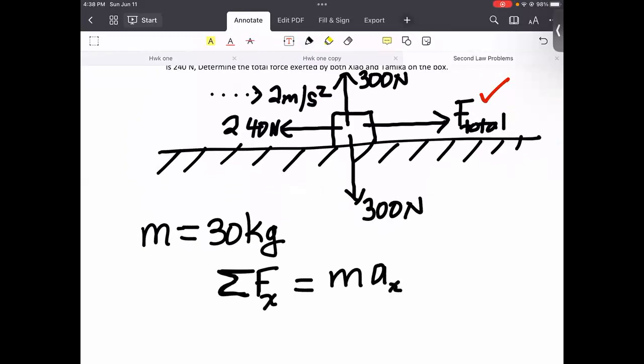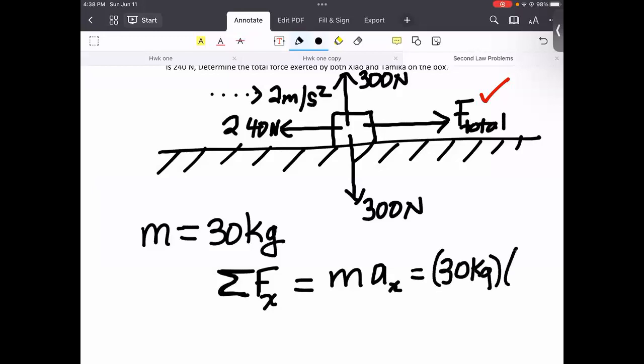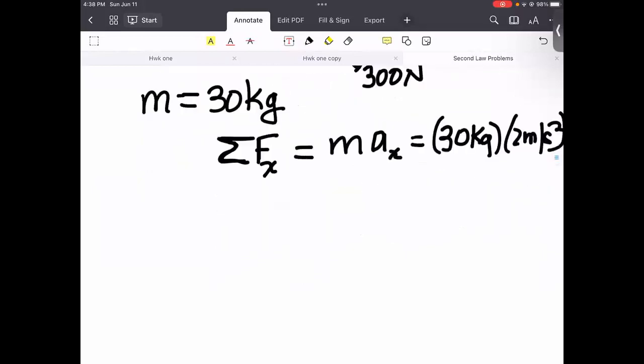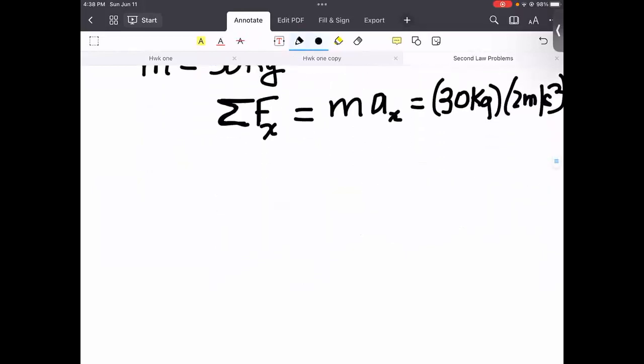And then we can go ahead and say, okay, this is the 30 kilograms, and the acceleration is 2 meters per second squared. And then I go down here to find my net force. So the net force in the x direction has to be 60 newtons. So that is the net force in the x direction.